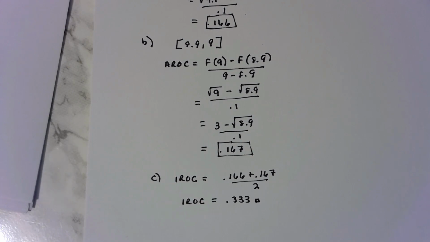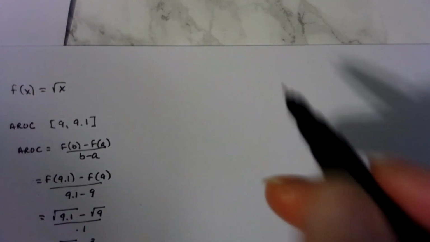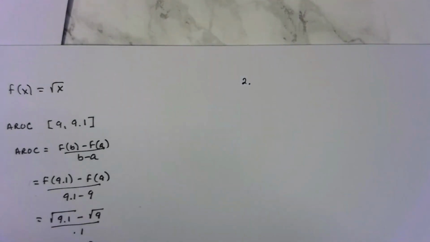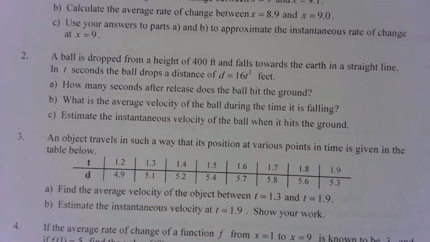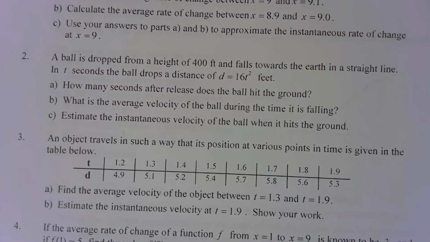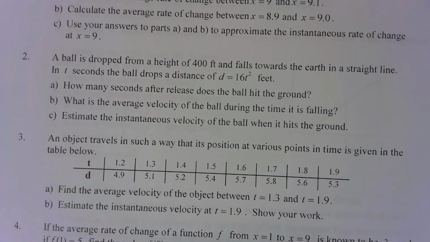Right, so that was number 1. Number 2, the dropping ball. We've got a ball dropped from a height of 400 feet, and it falls toward the earth in a straight line. In t seconds, the ball drops a distance of d equals 16t squared feet. How many seconds after release does the ball hit the ground?